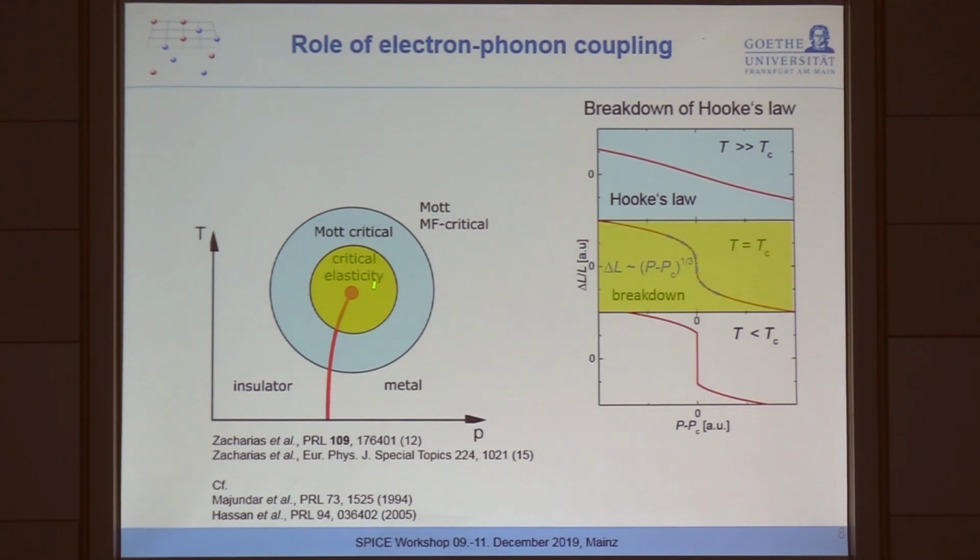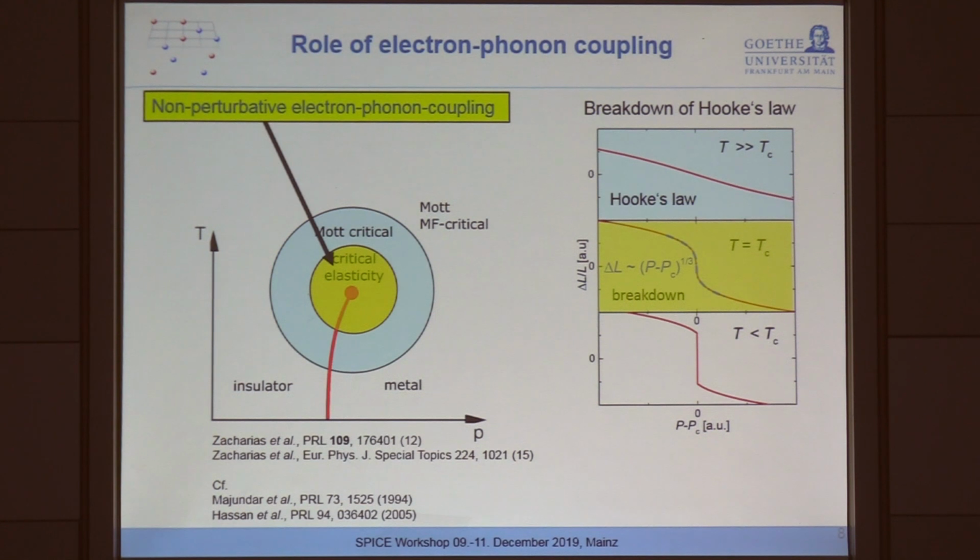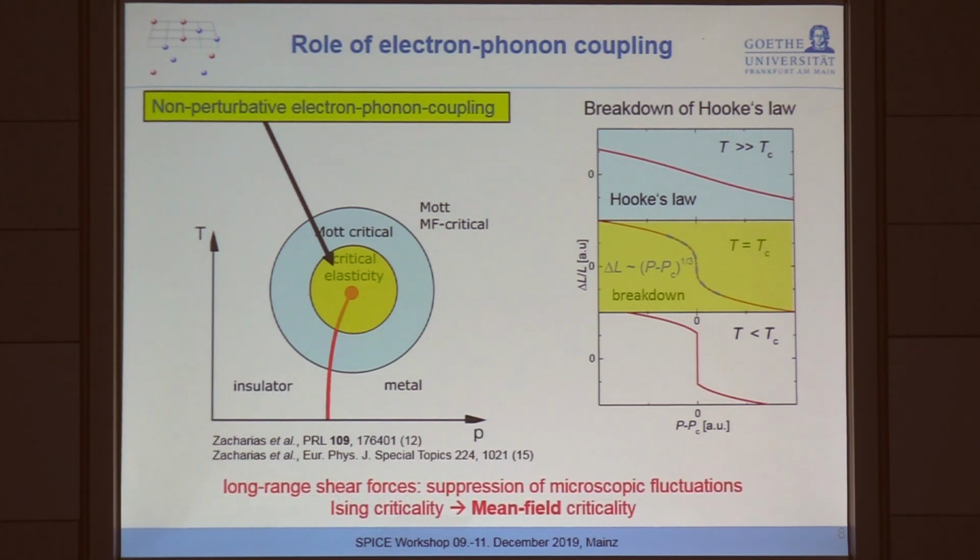However, when you come closer to the Mott transition and you enter this yellow regime, which is called the regime of critical elasticity, then this coupling becomes non-perturbatively strong. And as a result, an elastic modulus will vanish and the lattice gets soft, and what we would expect is a strongly non-linear strain-stress relation. Now, in addition, because of the long-range shear forces in the lattice, these local microscopic fluctuations would be suppressed, and instead of Ising criticality, what we would expect is mean-field criticality.